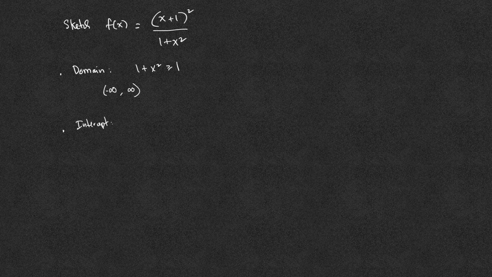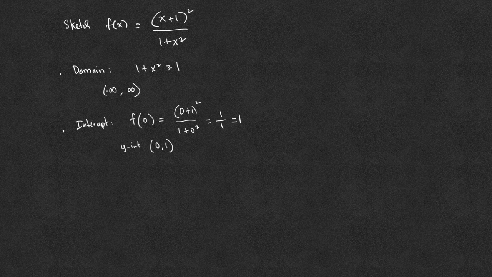We move on to find any intercepts. First, we find the y-intercept by simply evaluating f of 0. This is 0 plus 1, the quantity squared, in the numerator, and 1 plus 0 squared in the denominator. So this is 1 squared in the numerator over 1, which is 1.